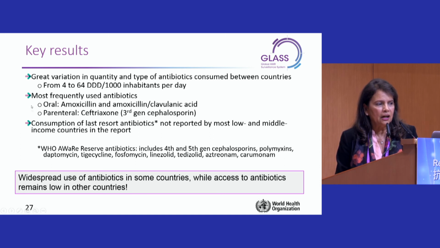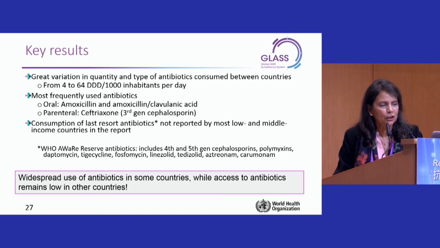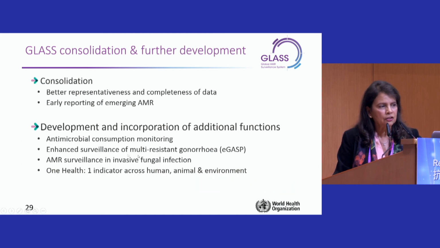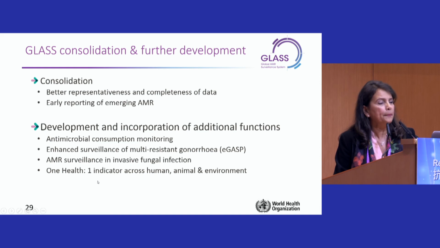But at the end of the day, the most frequent were amoxicillin and ceftriaxone for parenteral drugs. It was also noted that the last resort antibiotics were not reported in most low and middle-income countries. So there is a widespread use of antibiotics, but the access to the more advanced antibiotics is still very limited. You can have all this information online. Everything is available country by country. And we are just now in the phase of consolidation and additional modules and functions being incorporated into the global system.